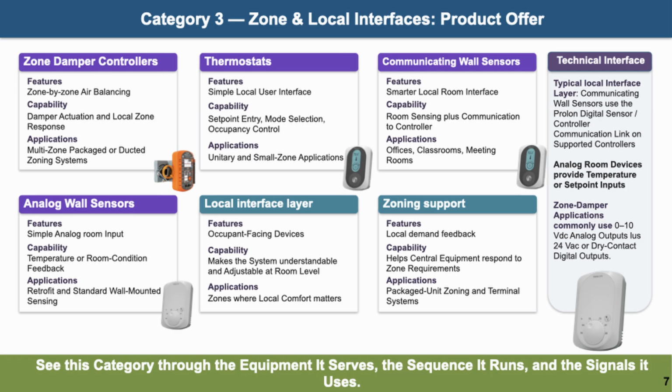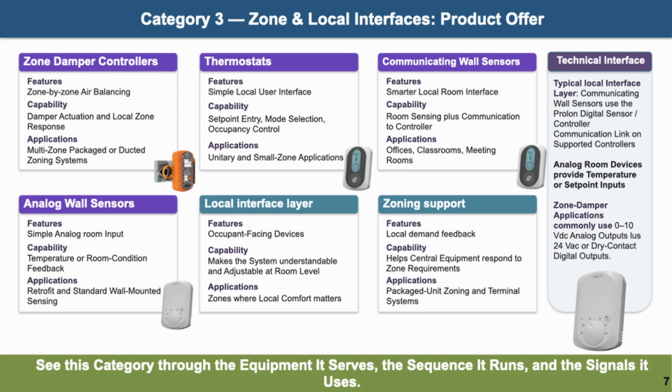Communicating wall sensors provide room sensing plus communication with supported controllers. Analog wall sensors provide a simpler temperature or room condition input, which is useful in standard or retrofit applications. The technical interface matters. Communicating sensors use the supported Prolon digital sensor controller communication link, while analog devices provide temperature or set point inputs. Zone damper applications may use 0 to 10 volts DC analog outputs, plus 24 volts AC or dry contact digital outputs.